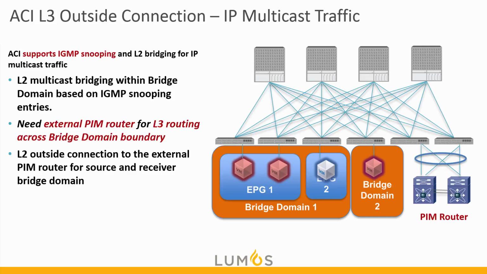So for instance, if I have two endpoints in the same EPG, IGMP snooping will be fine, of course. If I have them in two different EPGs, typically because of two different VLANs that I'm bringing into the fabric initially during migration, but in the same bridge domain, it's fine. But if I need to have traffic go between two bridge domains, then it has to go to an outside PIM router and route back in.